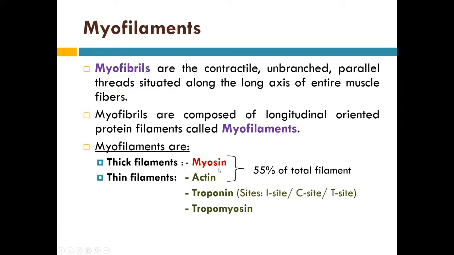Thick filament is myosin filament. Thin filaments are three, actin, troponin, tropomyosin. But myosin and actin, these two filaments are maximum in number, about 55% of the total protein filaments. And in case of troponin, there are three sites: I site or inhibitory site, C site for calcium binding, and T site for binding with the tropomyosin, because troponin is attached with the tropomyosin.